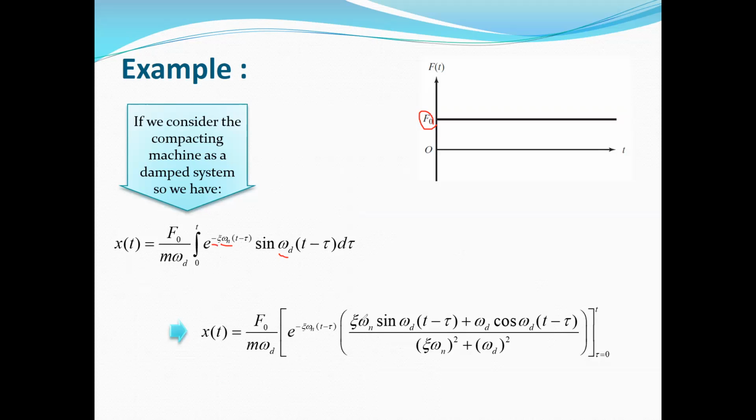And once you substitute the numerical values for omega n, omega d, and the damping ratio, you can extract the numerical form for x(t). F naught, which is a constant value, is the amplitude of your external force, and m is the mass of the system. So easily you only need to substitute here. Maybe your main challenge is to calculate this integral, and you can easily solve it by using different methods.